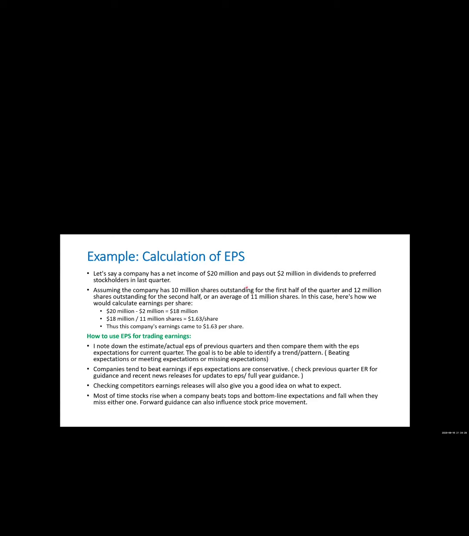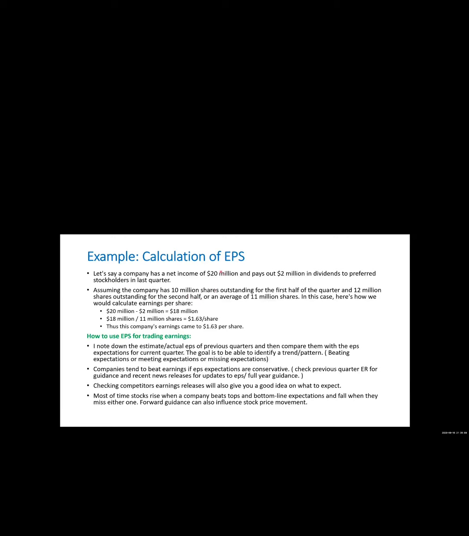One thing about outstanding shares is that it doesn't always stay the same. Companies do share buybacks and other things, so every quarter the outstanding shares, that is, the total number of shares out there in the market, is going to change. This is different from float, which I'll cover later. So the total number of outstanding shares never remains constant. Let's say this company has 10 million shares outstanding for the first half of the quarter and 12 million shares outstanding for the second half of the quarter.